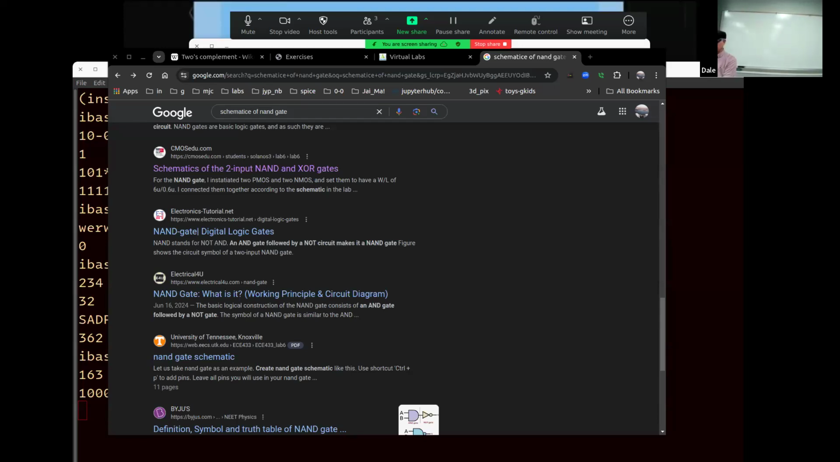Basically, we're going to have 4 of those diagrams. 8 inputs.